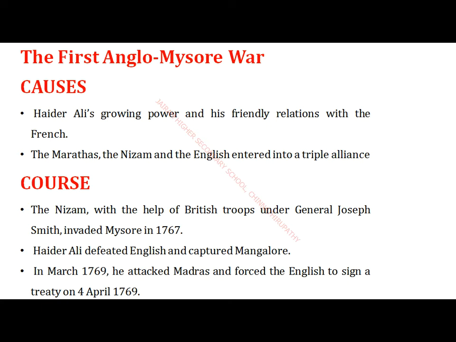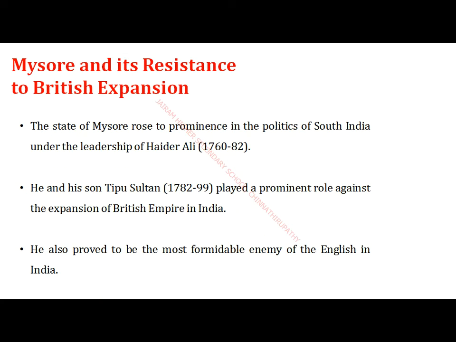One more point, children. See the first slide that we are going to start. You have already learned this slide in the third part. Once again, I am going to give a small recap of the subtitle, Mysore and its resistance to British expansion. Resistance here means the refusal to accept. The Mysore rulers refused to accept the rule of Britishers in the entire region as British expansion.